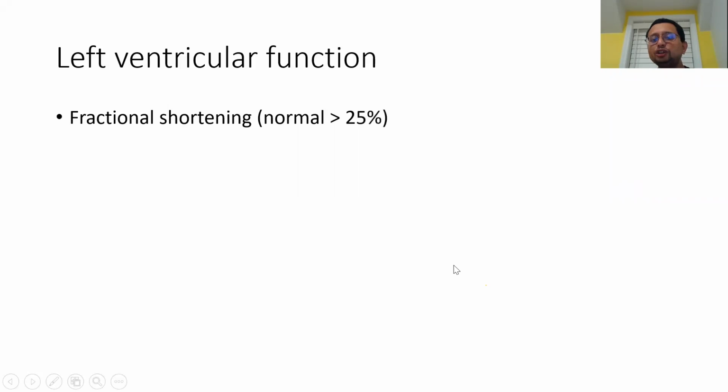Now, fractional shortening, the normal value is more than 25%. So you're wondering what is fractional shortening? It's just how much does the muscle thicken, okay? Not how much the heart contracts, how much the muscle thickens. So normal is more than 25%.